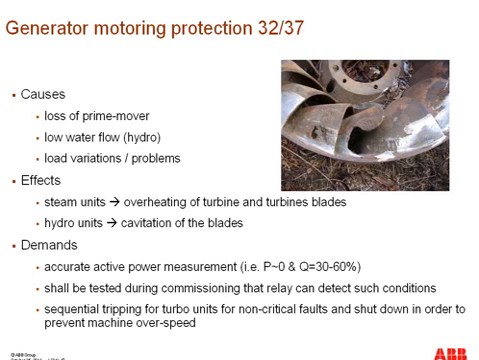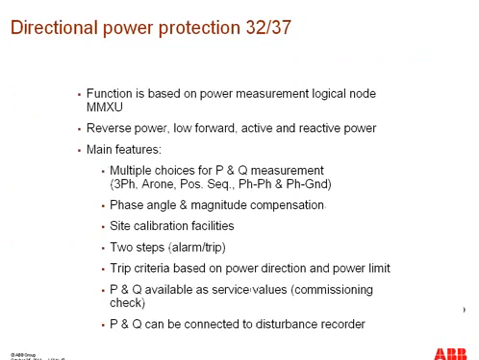And what could be the causes of this kind of condition? It can be loss of the prime mover. In hydropower plants, it could be the low head of the water level, as well as some load variation, that can cause motoring action of the generator. Its effects are overheating as well as damage to the turbine blades.